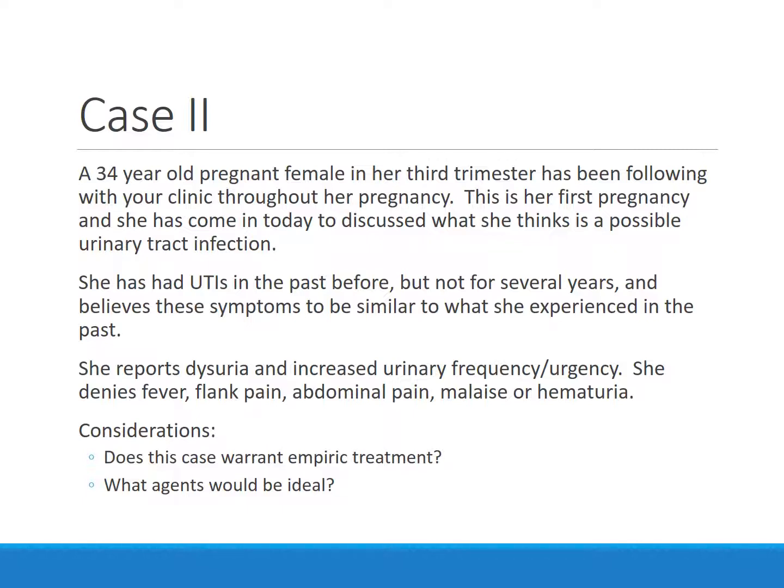Case 2. Okay, this one is actually pregnant, 34-year-old in her 3rd trimester, following with your clinic throughout her pregnancy. This is her first pregnancy. She thinks she has a possible UTI. She has had UTIs in the past, not for several years, believes symptoms similar to what she experienced previously. She has dysuria, increased urinary frequency and urgency. She denies fever, flank pain, abdominal pain, malaise, and hematuria.